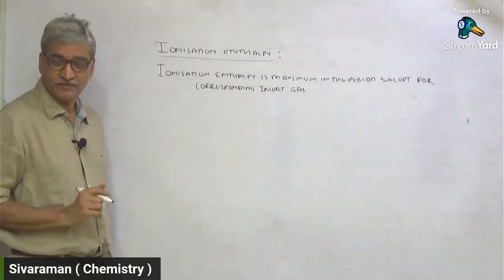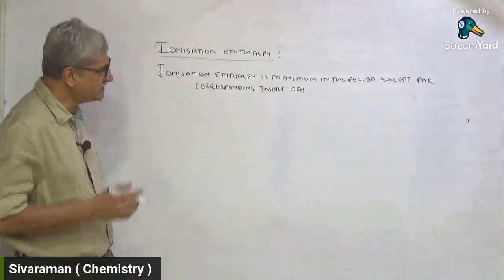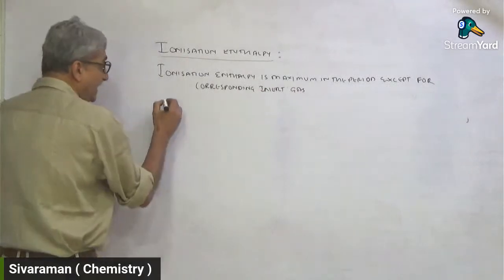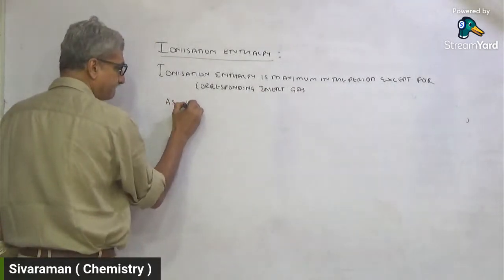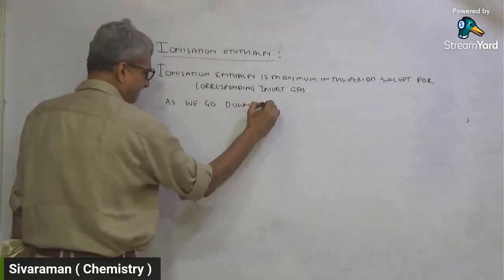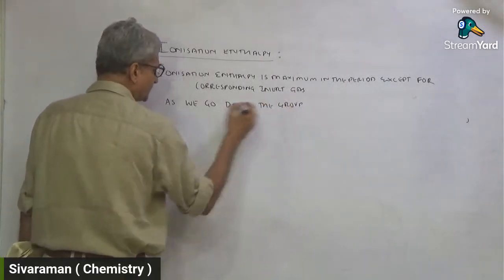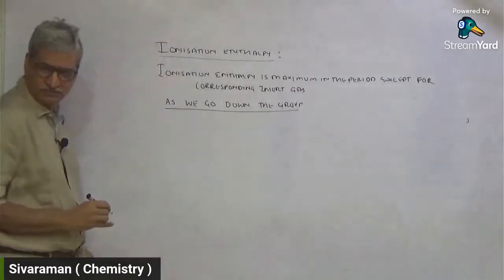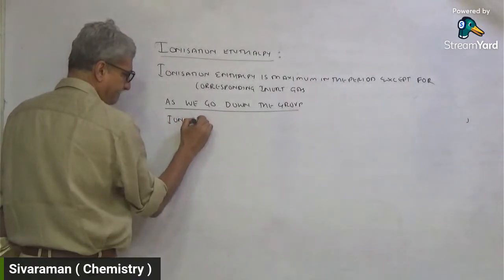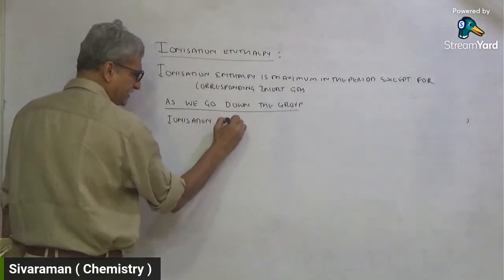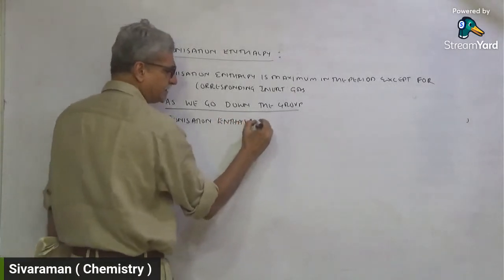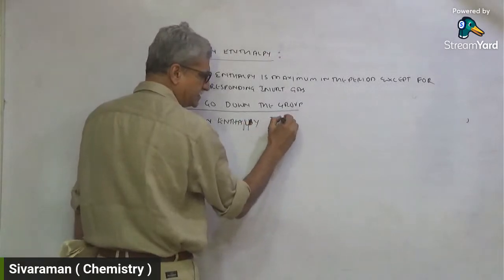Binding energy per nucleon and all that. So NEET we don't have. So ionization enthalpy is maximum in the period except for corresponding inert gases. As we go down the group, what happens? As we go down the group, ionization enthalpy decreases.